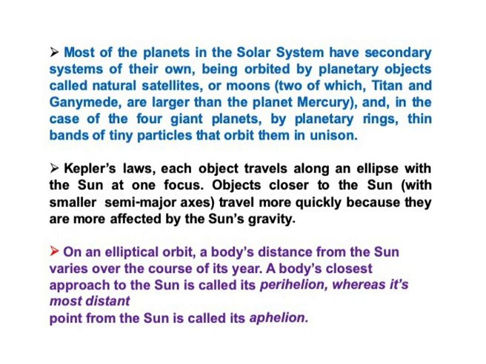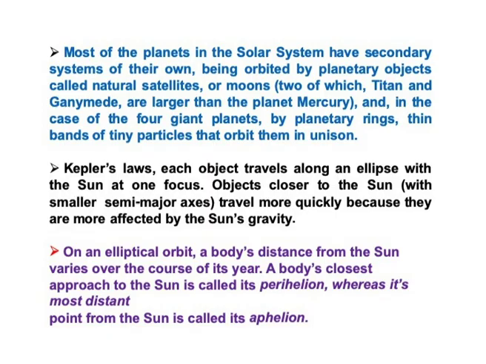The closest approach of a body to the sun is called perihelion, whereas the most distant point from the sun is called aphelion.